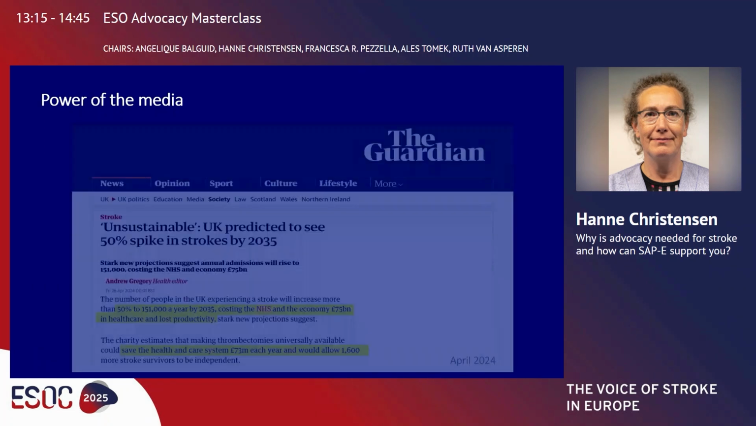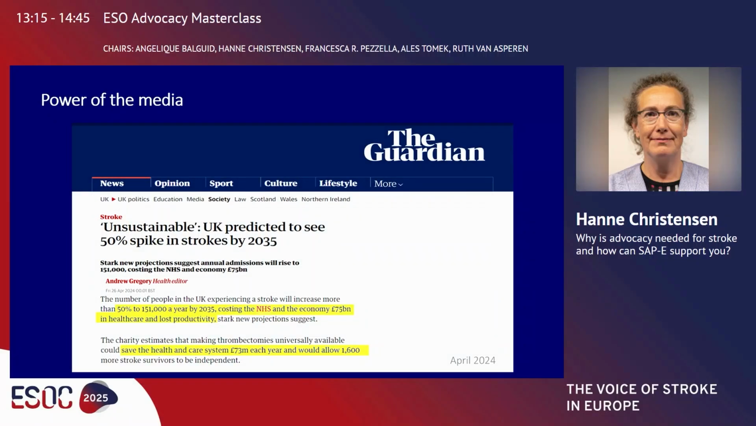The Guardian also published about the fact that if thrombectomy would be available universally in the UK, this would save the country £73 million each year and would enable 1,600 stroke survivors per year to be independent. This is the type of information that would be helpful to convey to policymakers, to governments, simplifying the story, telling it also in language that is very clear and compelling for them.